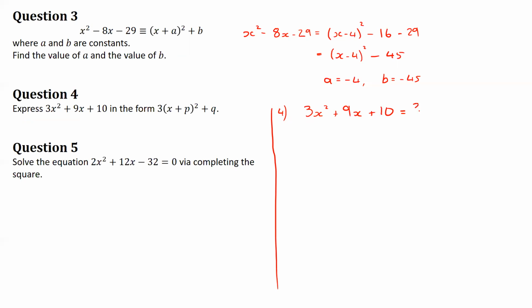So I'm going to take a 3 out. And I'm actually going to use a square bracket just to emphasize this. So my 3 is times by x squared. And then I've got this plus 3x. So that's my first two terms.